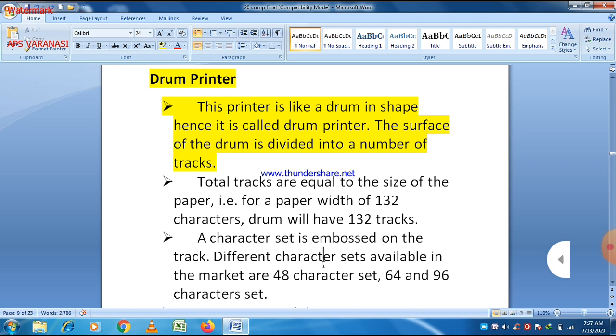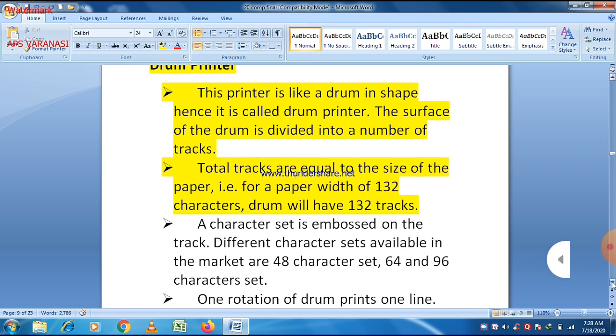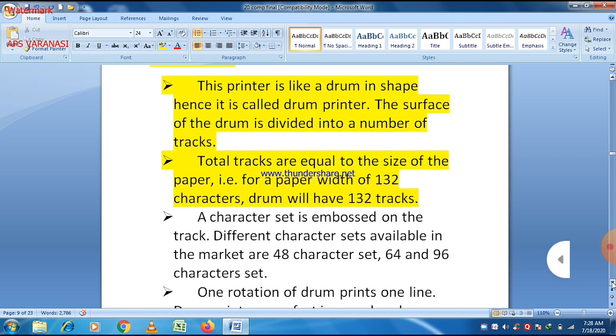For paper with 132 characters, the drum will have 132 tracks. So the total tracks are equal to the size of the paper, and if the paper width is 132 characters, then the drum will have 132 tracks. This is a very important point regarding a drum printer. The next point is that a character set is embossed on the track.